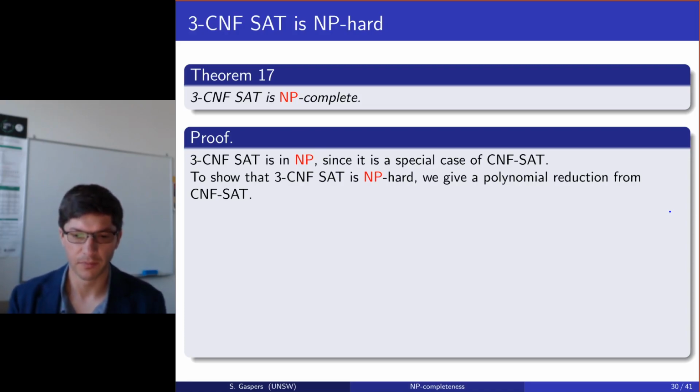So given one clause that has more than 3 literals, we want to replace it with several clauses that all have length at most 3. For the clauses in the input that have length at most 3, we can just copy them. And for the longer clauses, we have to replace them by something that's equivalent.